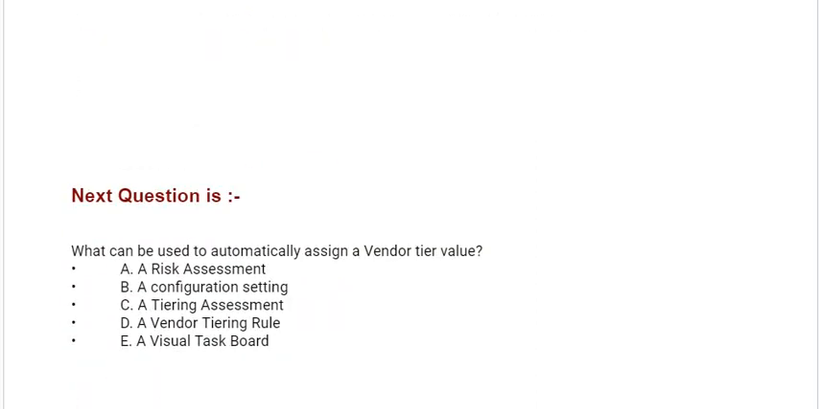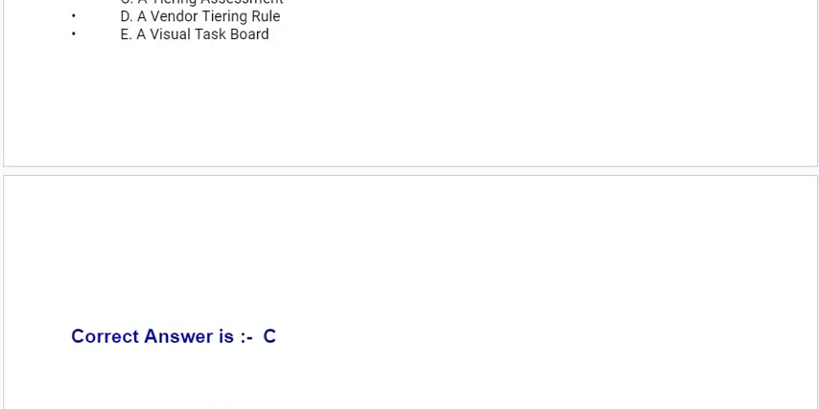Next question is, what can be used to automatically assign a vendor tier value? Option A. A risk assessment. Option B. A configuration setting. Option C. A tiering assessment. Option D. A vendor tiering rule. Option E. A visual task board. Correct answer is option C.